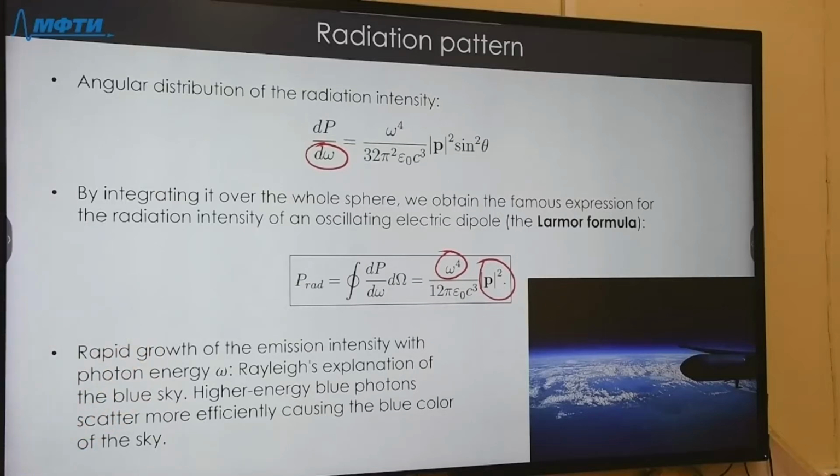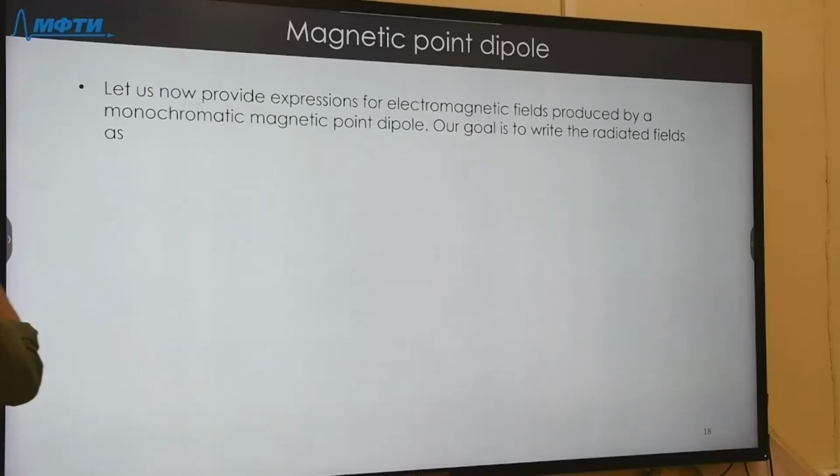And it looks like they come from all possible directions. Whereas low energy photons that carry red, orange, and yellow color, the probability of these photons to scatter on the same dipoles is much lower. And this is why they travel in nearly straight lines. And this is what gives the sky blue color.